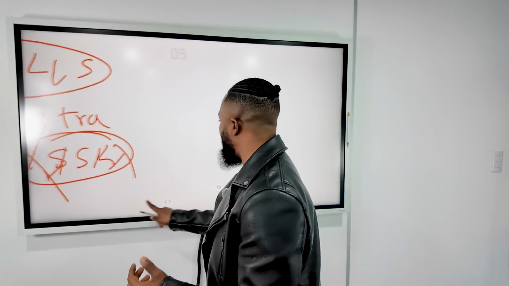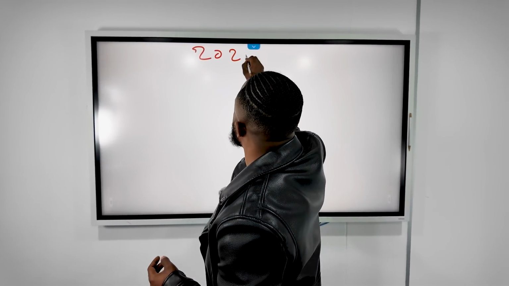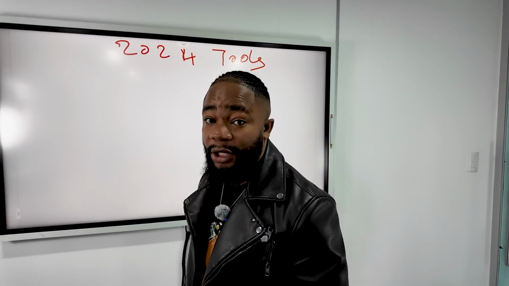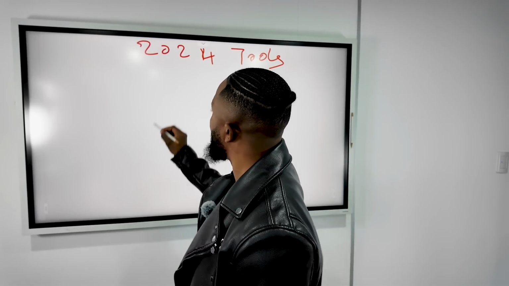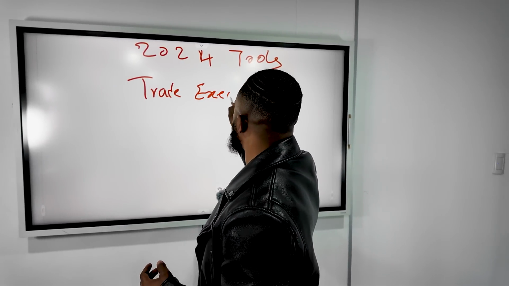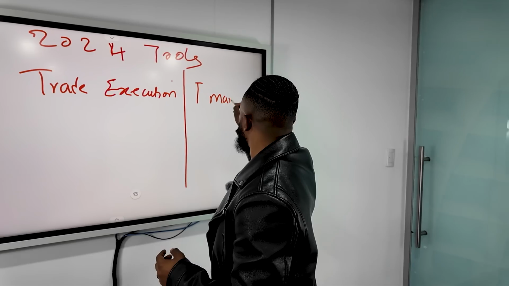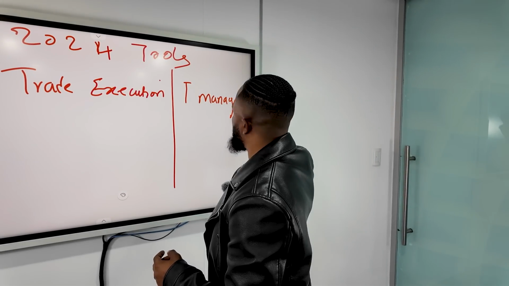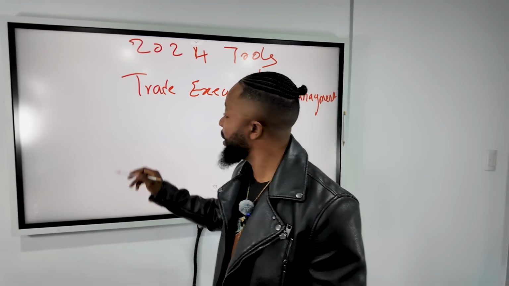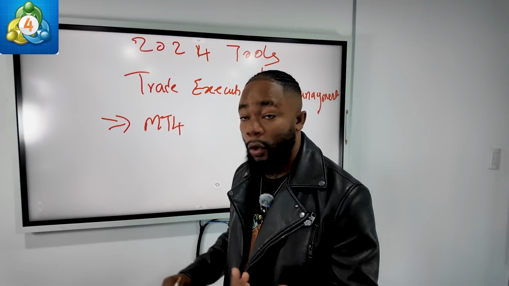So let's just quickly go here. We say 2024, so we can just call this 2024 tools, and under 2024 tools, we're going to break them down into trade execution slash trade management. Good. Under trade execution, I'm going to give you the tools that will enable you to place your trades, like MT4 or MT5.